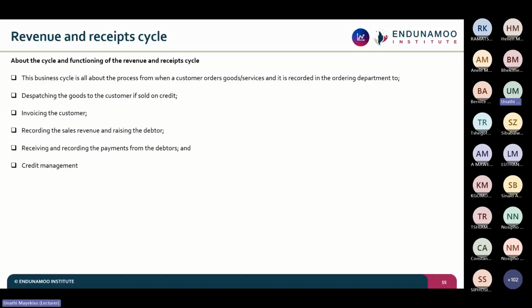So the cycle would then have things like customers placing an order. Once the order has been placed in the order department, you would then dispatch the goods to the customer. You would invoice the customer. You would record the sale in the general ledger, and then you would raise a debtor. You would receive payment from the debtor. You would record the payment from the debtor, and then you would also do credit management.